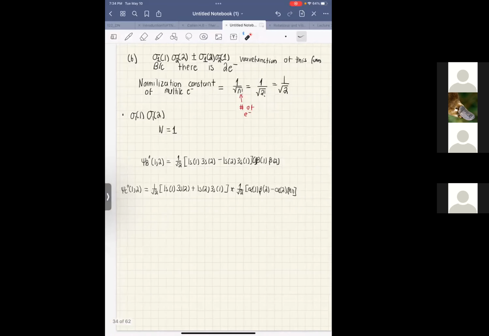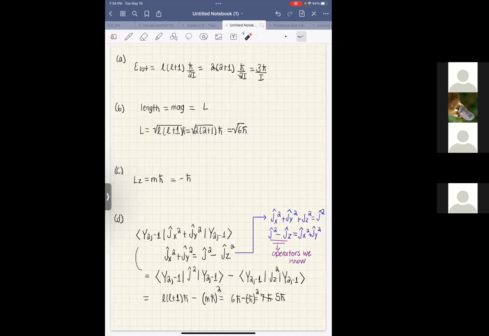So then we plug in 2, and then we have 2 times 2 plus 1, and then we have 3 h bar. And so we plug in 2, and then we've got 3 h bar over I. Since we don't know what molecule this is, we don't have to know what I is. So we can just leave it as I.